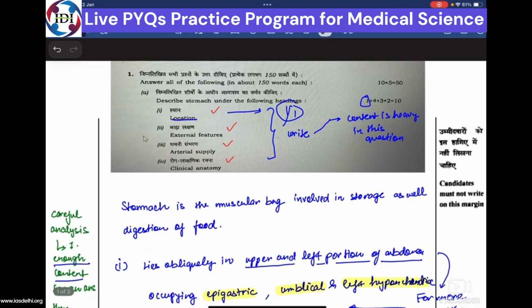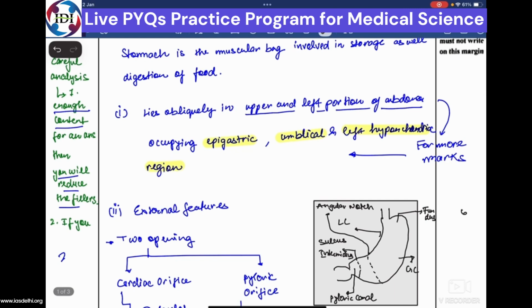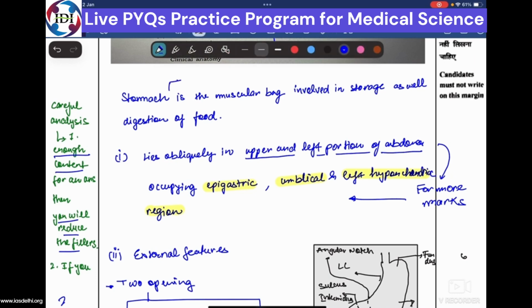The first thing you have to judge is that if it's a content heavy question, then the first bell that must ring in your mind is that you are going to write a definition which is very short. You are not going to use more than 1 or 2 lines in the definition. So here we write: stomach is the muscular bag involved in storage as well as digestion of food. If you want to add more, you can simply write it here as stomach aka gaster. So this may look a little better.